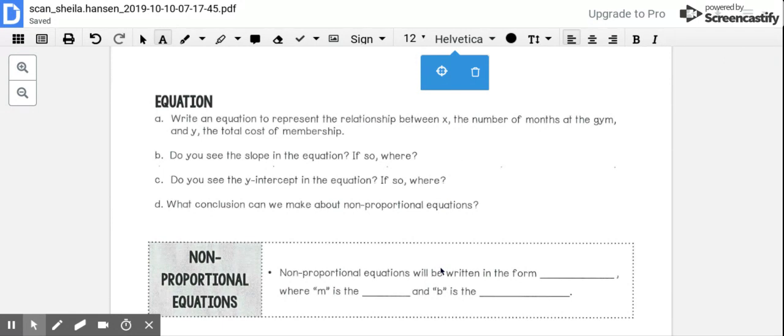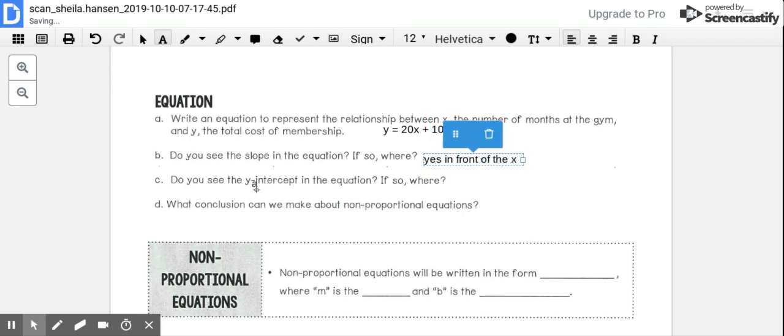Okay, so we're going to write the equation that represents this. We talked about it in the last video. We have y equals, and then we have your slope times your x, and then we do plus 10. It should be in that order. It's not wrong if you don't, but that's the correct order, and I'll explain that later. Do you see the slope in the equation? Yes, in front of the x. That's where it always goes. Do you see the y-intercept? Yes, at the end.